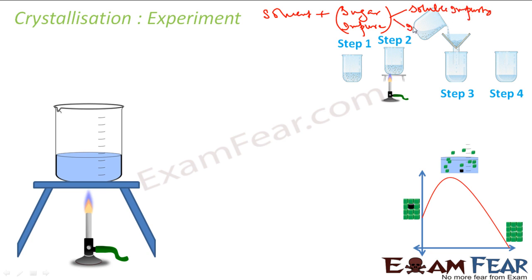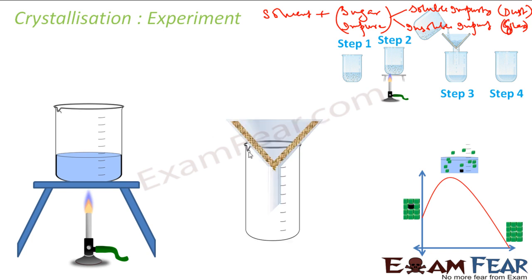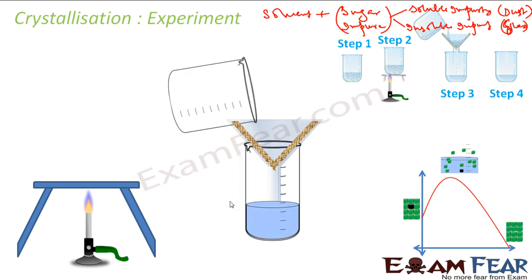Now this sugar may have soluble impurity and insoluble impurity, correct? For example, glass. Let's suppose some glass pieces are there, right? And some soluble impurity, for example, dust, coal, anything, mud, right? So now we take this funnel, we put in the filter paper, and we take this whole thing and put it here. So with this, what will happen? All this insoluble impurity will be here, right? All this insoluble impurity will get here.